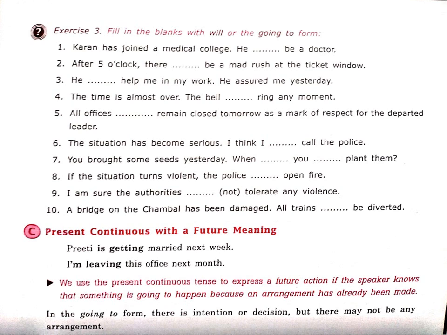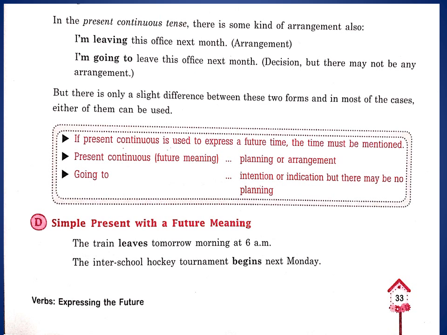In the going to form, there is intention or decision, but there may not be any arrangement. But here arrangements are done. Let's see next. In the present continuous tense, there is some kind of arrangement also. I am leaving this office next month. Arrangement is done. I am going to leave this office next month. Decision, but there may not be arrangements. So we need to contrast between them.